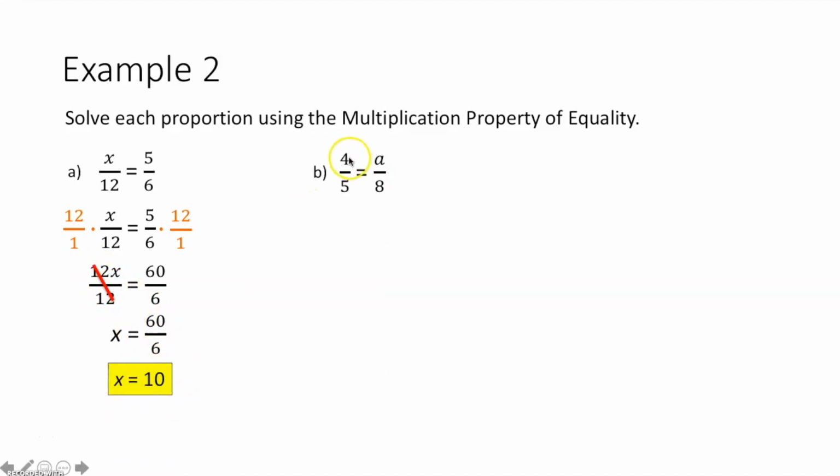Now part B, we have 4/5 is equal to A over 8. Now again, since we're using the multiplication property of equality, which is just multiplying the same thing to both sides of the equation, we are just solving the equation. So we simplify, move, solve. Step 1, can we simplify either side? No. So we move to step 2, variable on the left.